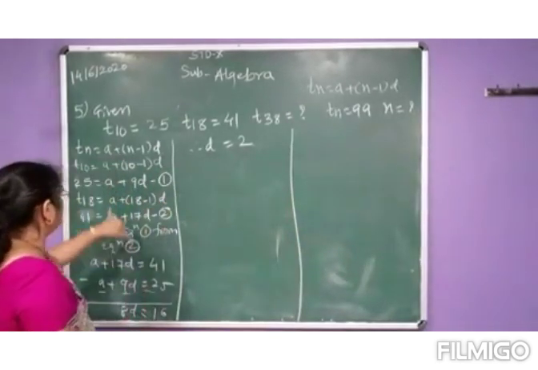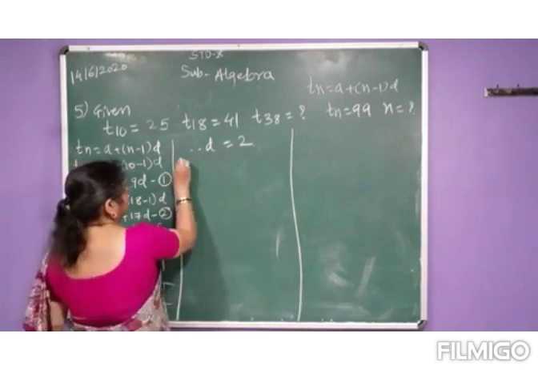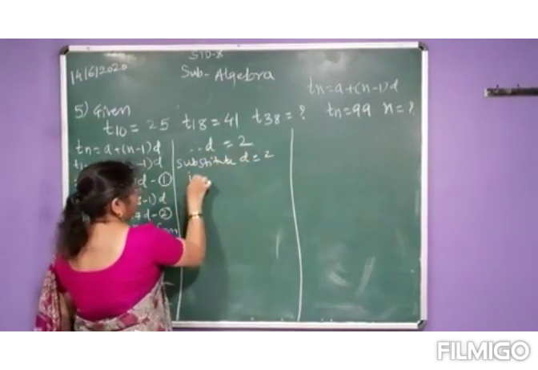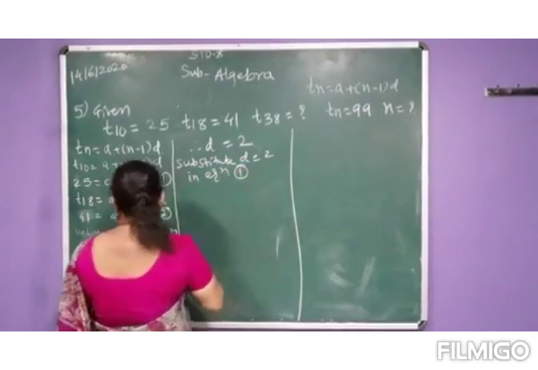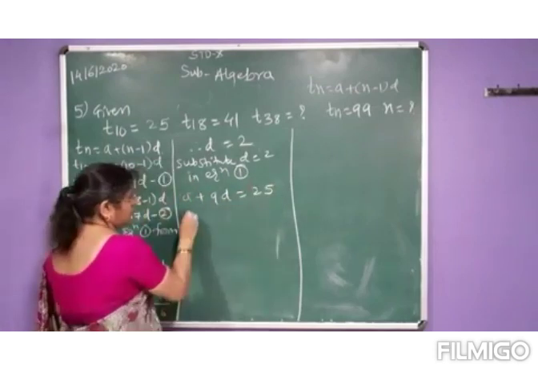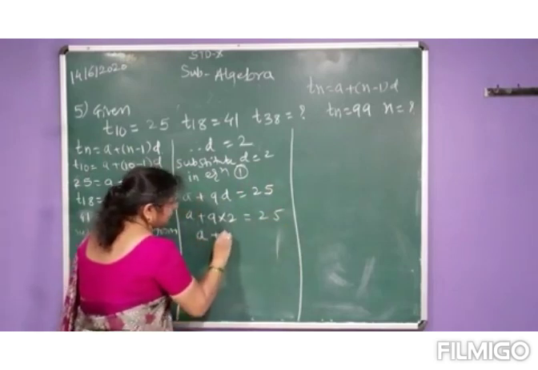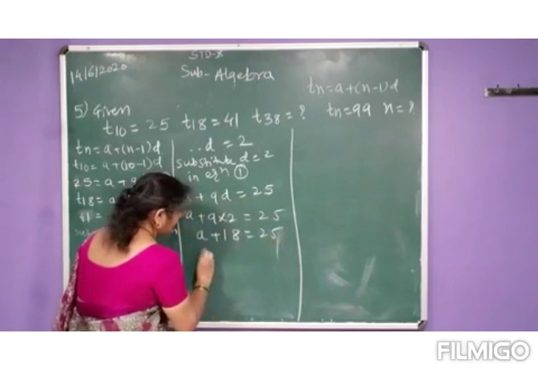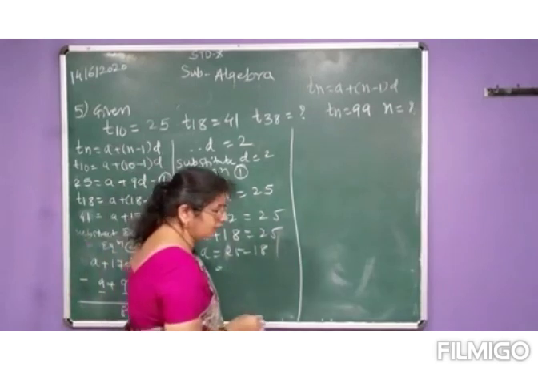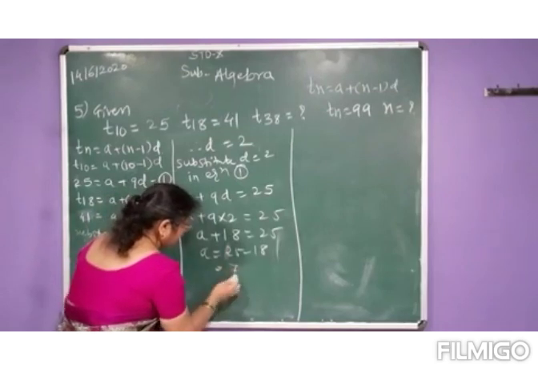Now, substitute that value in either equation 1 or equation 2. We will substitute d is equal to 2 in equation number 1. So a plus 9d is equal to 25. a plus 9 into 2 is equal to 25. a plus 18 is equal to 25. a is equal to 25 minus 18. How much will you get as the value of a? 7. a is equal to 7.